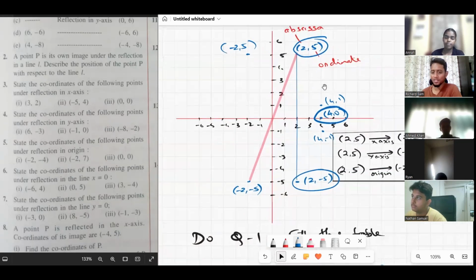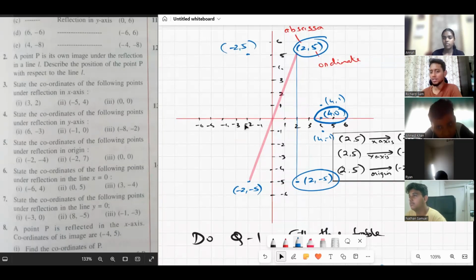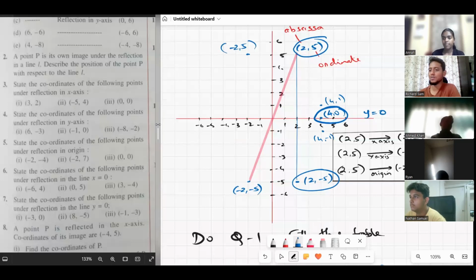Now, a small modification. This is your x-axis. X-axis is also called y equal to 0. You remember this? It was there before. Now, why do we call this x-axis as y is equal to 0? Because any point on the x-axis, here we have one point on the x-axis. Look at the coordinates, 4 comma 0. You see the y coordinate? What is it? 0.